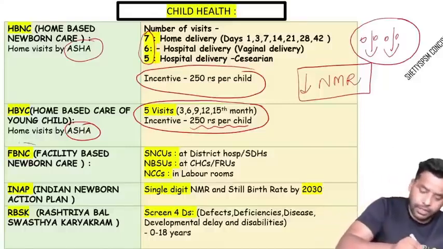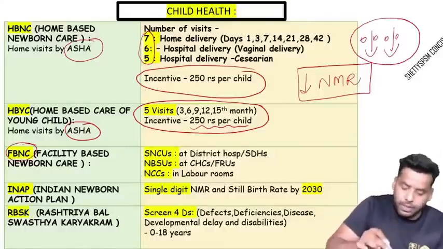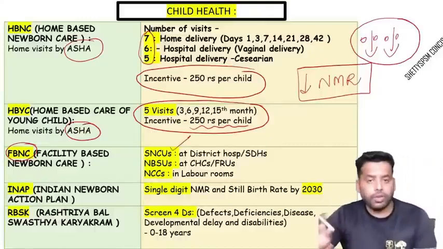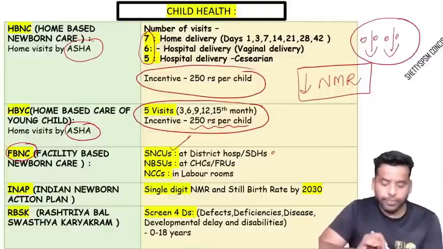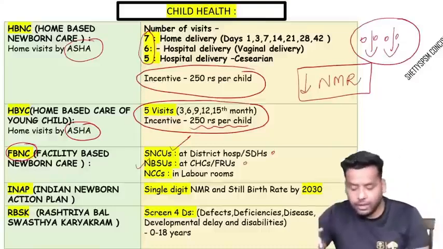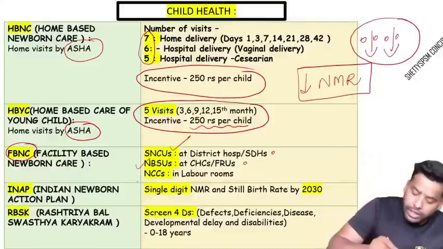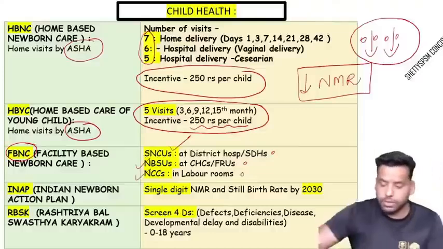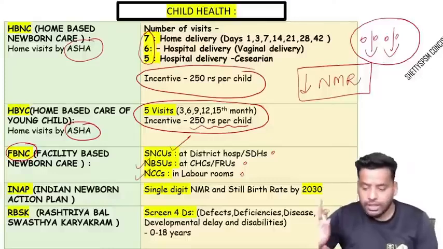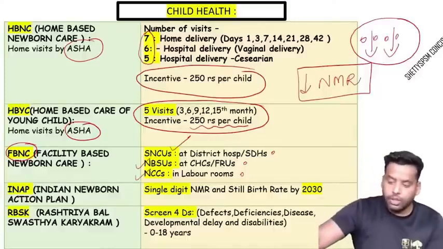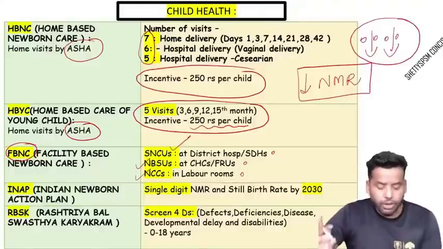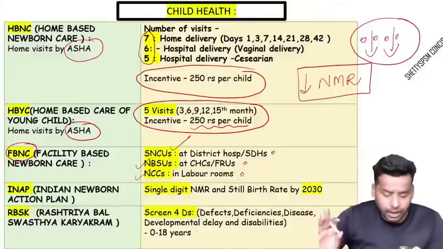Hospital level, facility based newborn care. Special newborn care units. See the words properly. Special newborn care units is at district hospitals. Newborn stabilization unit is at community health center. Newborn care corner is at labor rooms. So repeat my words. Special newborn care units is at district hospital. Newborn stabilization unit is at community health center. Newborn care corners is at labor rooms.